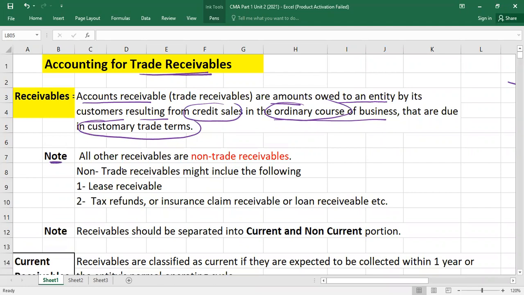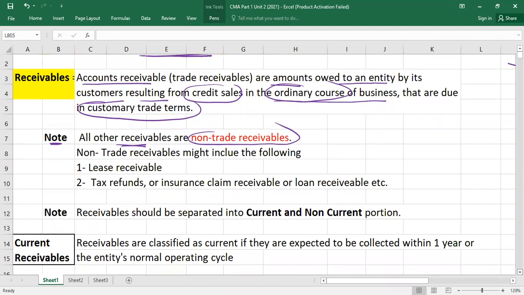Note. What is the note? All other receivables are those arising other than from credit sales. Maybe you have given a loan to others, and it is not your normal business. All other receivables are called non-trade receivables. Trade receivables will always arise due to credit sales. If you have loan receivables, interest receivables, maybe dividend receivables, or lease receivables, those are called non-trade receivables. Okay. Now, guys, here we go.